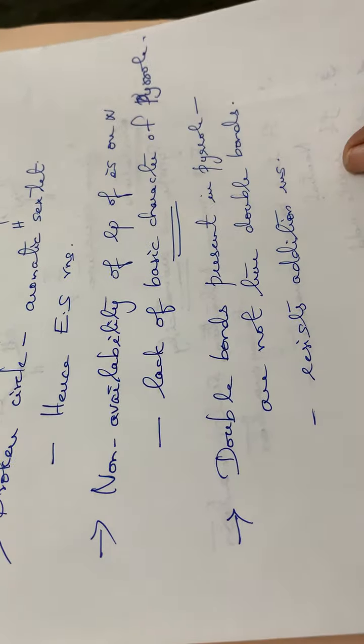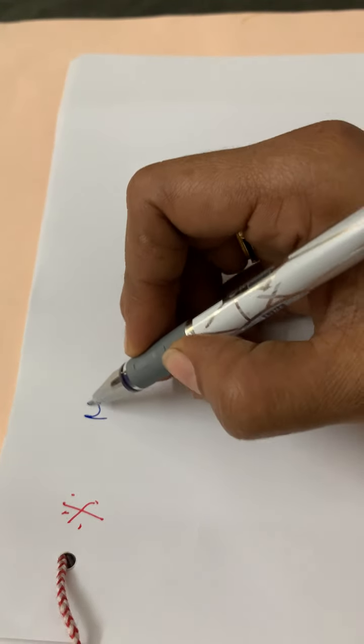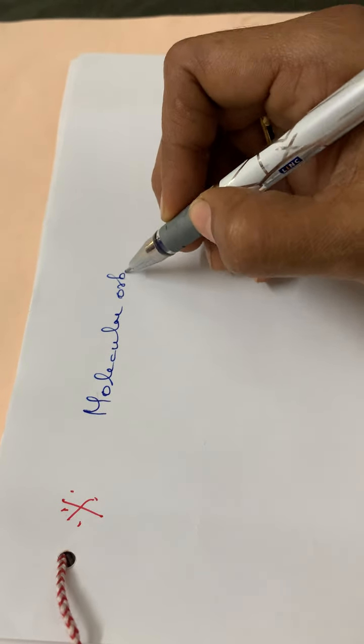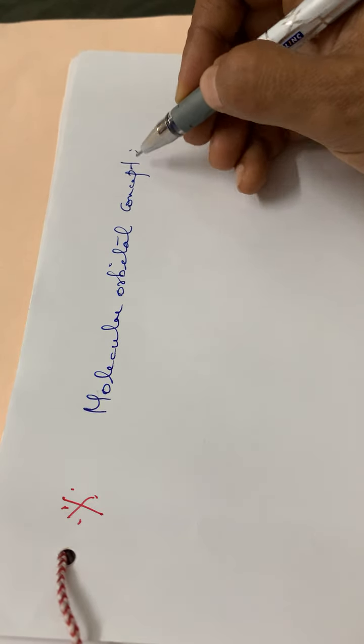Okay. Then the next is the molecular orbital concept. It is also very, very important. See, all these things will be the structure of pyrrole, and sometimes it will be asked for an essay part, or otherwise it will be asked for a Section C 4-mark question. Okay. Next is the molecular orbital concept.